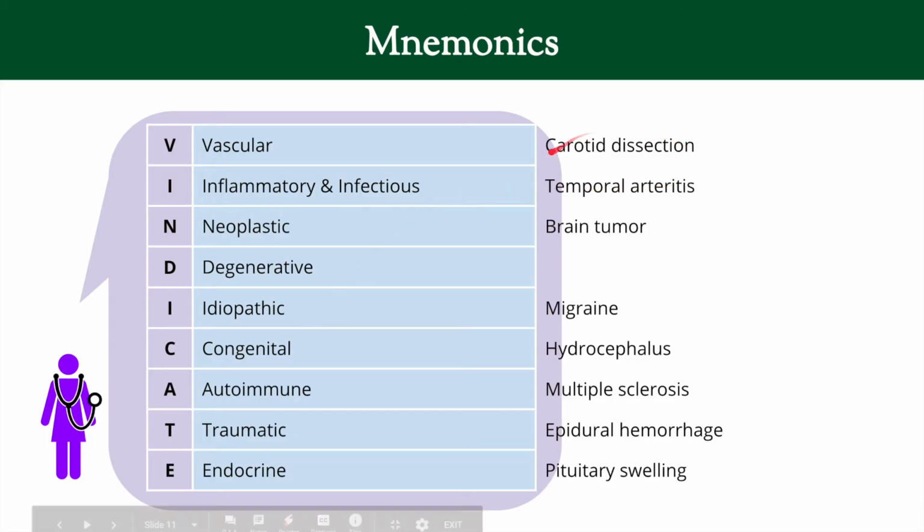A carotid dissection, which is a tear in the blood vessel. Temporal arteritis is inflammation of one of the blood vessels in the head. A brain tumor, neoplastic means cancer, so brain tumor. Idiopathic, we don't know what causes migraines. Congenital, maybe the patient was born with a condition that led to swelling in the brain called hydrocephalus. Autoimmune could be multiple sclerosis. Traumatic could be an epidural hemorrhage, and endocrine could be pituitary swelling. So all of those can be potential causes. So this is just a framework that you can use to try to come up with potential diagnoses.